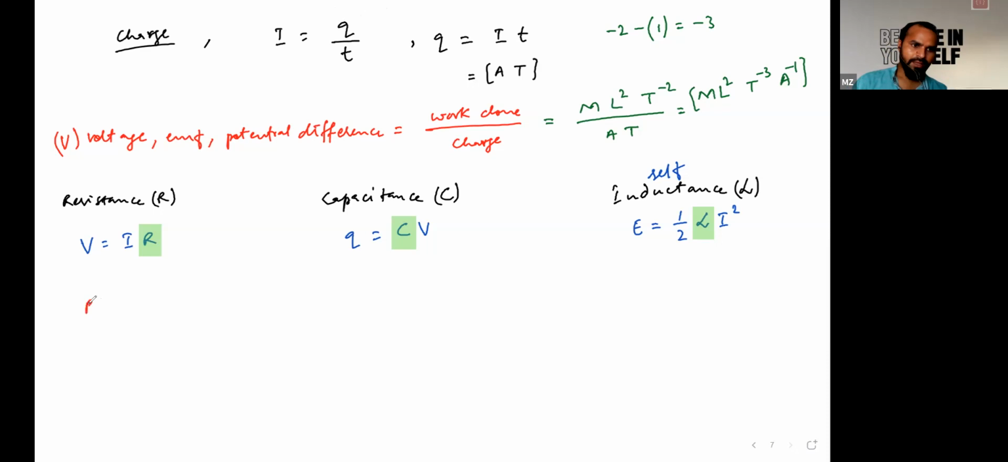Let's just see. R is equal to nothing but voltage divided by current. For voltage, the dimension formula is ML squared T raised to the power minus 3 A raised to the power minus 1, divided by I, which is nothing but current, so the dimension would be A. Bring this particular term to the numerator, its exponent would become minus 1. So in total, it would become ML squared T to the power minus 3, A to the power minus 2. Okay?